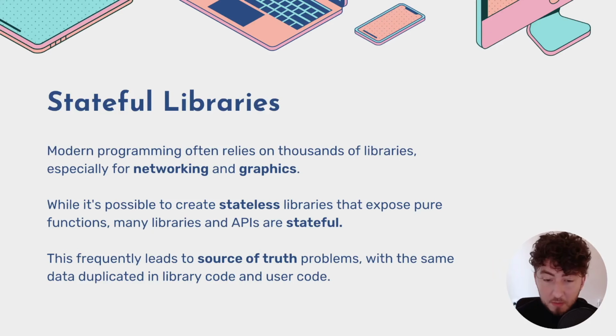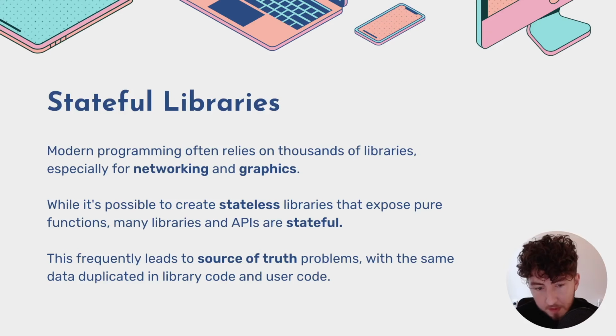You might call the same function twice and get different results because internally the library has some memory that it's using to keep track of its internal state. It's totally possible to create stateless libraries that only expose pure functions. That is, they always have the same output given the same input, and they don't have any side effects. More and more libraries and APIs these days are stateful. They include this whole blob of memory on their side that you don't necessarily have access to, or the API that you use to access it is very poor.